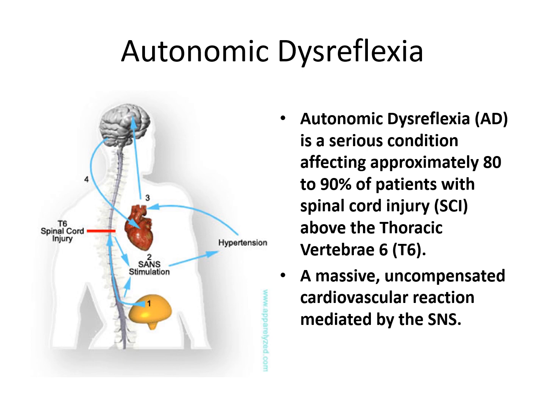Autonomic dysreflexia affects approximately 90% of patients with spinal cord injury at or above the thoracic vertebrae 6, which is T6. Okay, so that's the magical number we want to remember. T6 and above puts this patient population at risk of developing a life-threatening condition called autonomic dysreflexia. It is a medical emergency.